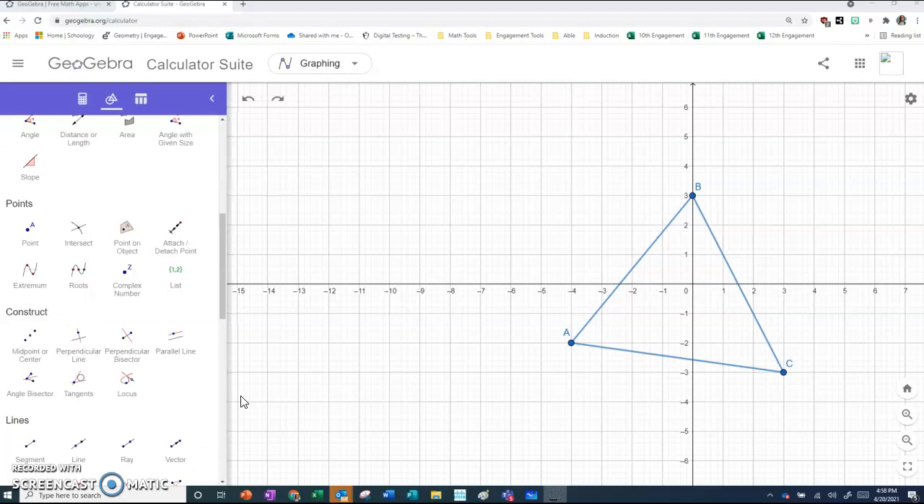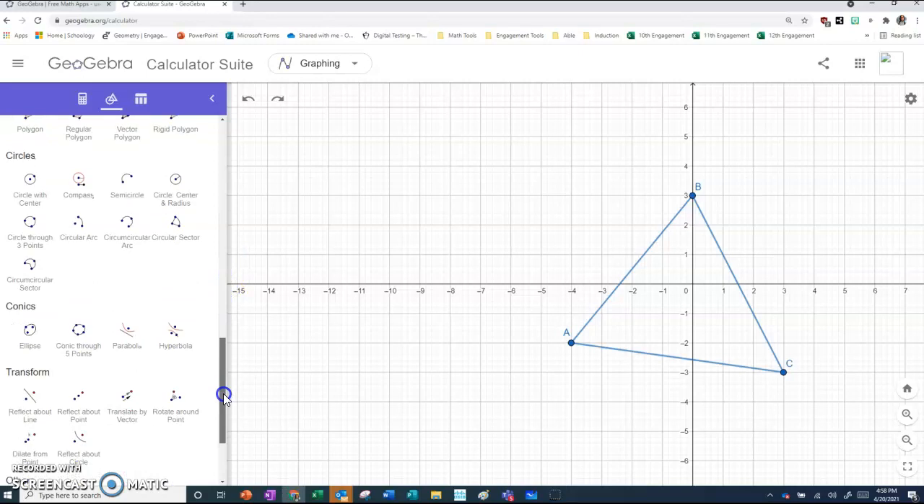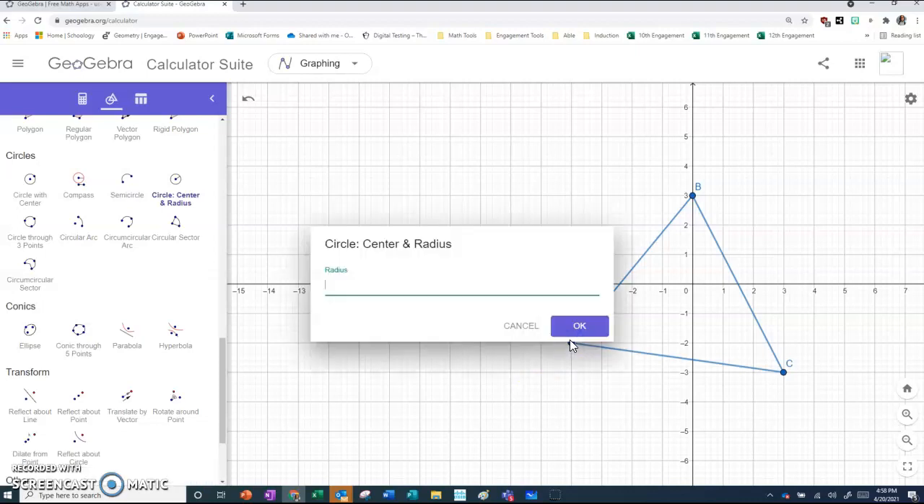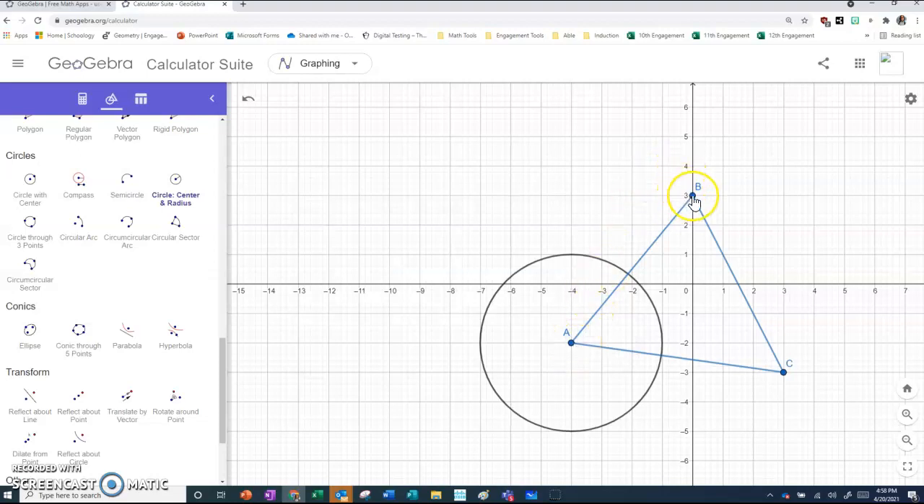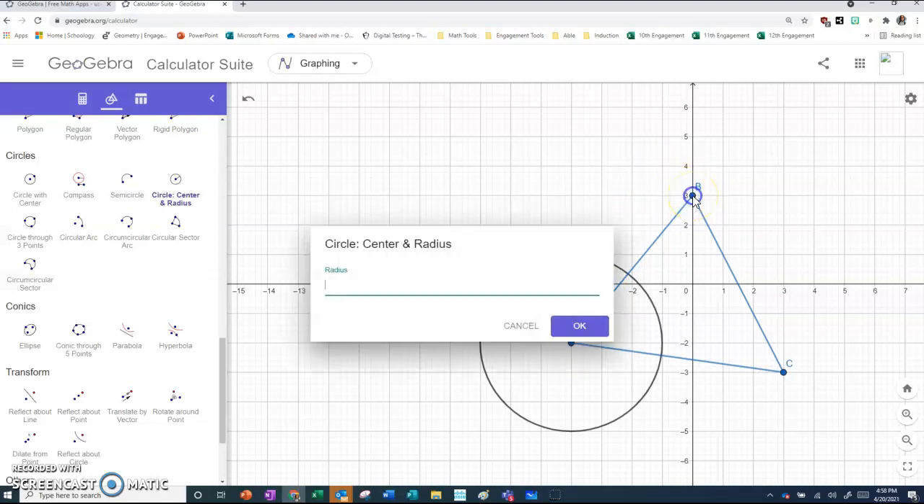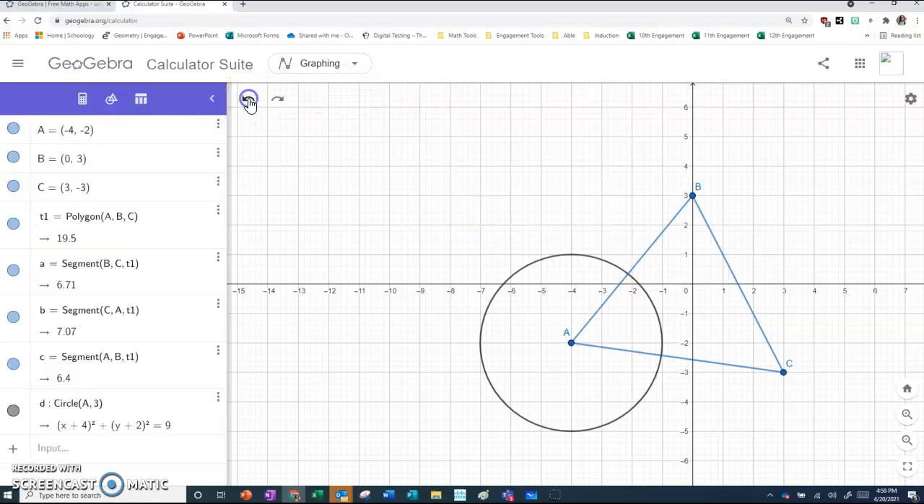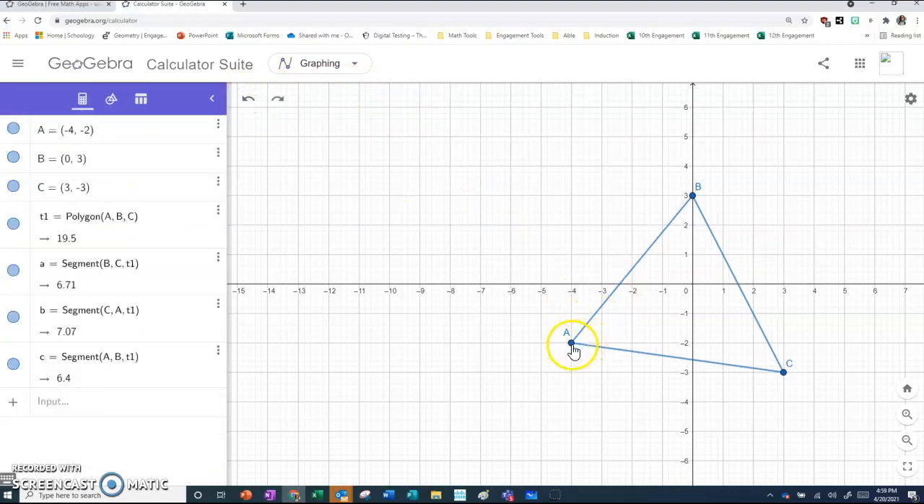First, make 2 congruent circles that intersect. Use the circle with center and radius tool. Put the center of the circle at point A and make the radius 3. Make another circle at point B with a radius of 3 as well. Notice that the 2 circles do not intersect. You need to make circles big enough that they intersect. Okay, so undo those 2 circles and try again.